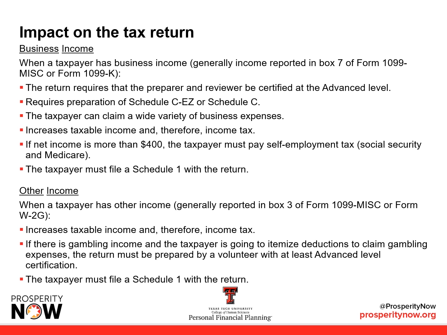When a taxpayer has other income, which is generally reported in Box 3, you increase the taxable income and therefore increase income tax. If there's gambling income and the taxpayer is going to itemize deductions to claim gambling expenses, the return must be prepared by a volunteer with at least advanced level certification. In addition, the taxpayer must file a Schedule 1 with the return.